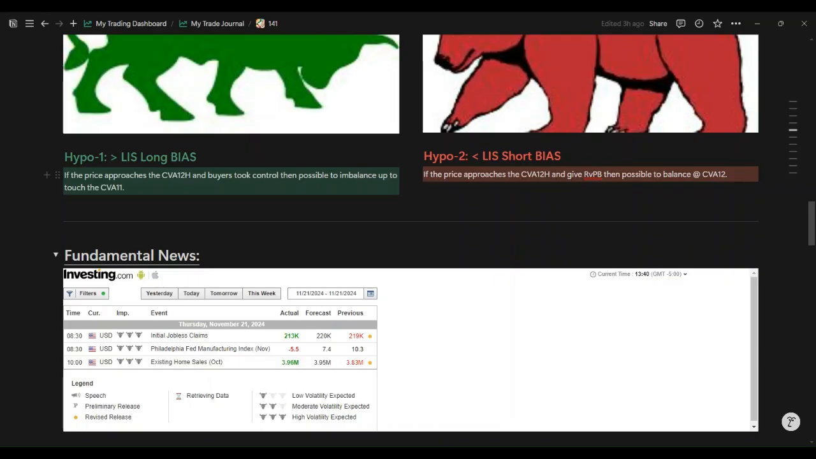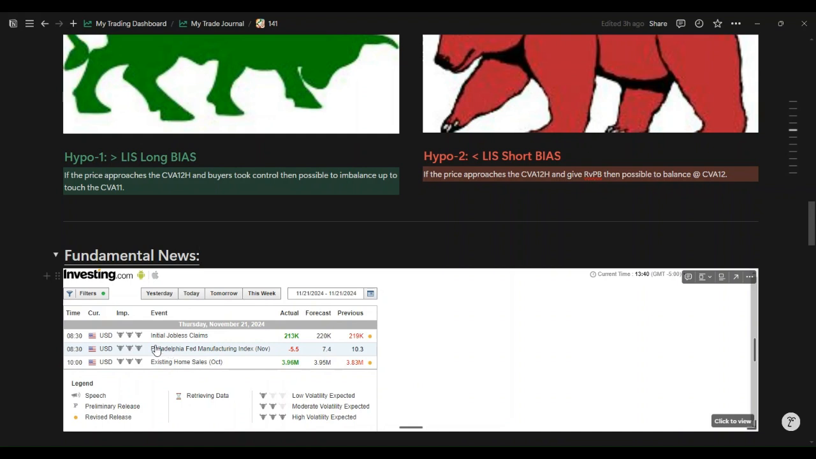The news events on that particular day were: at 8:30 a.m., initial jobless claims; at the same time, the Philadelphia Fed Manufacturing Index; and at 10 a.m., existing home sales. So these are the three major macroeconomics events on that particular day, 21st of November. Now let's see the results of those macroeconomic news events.